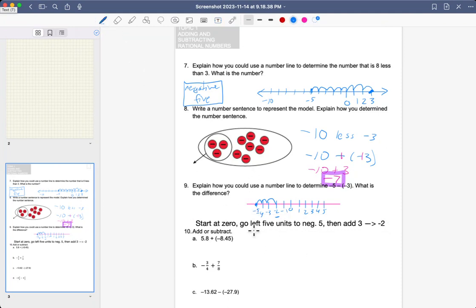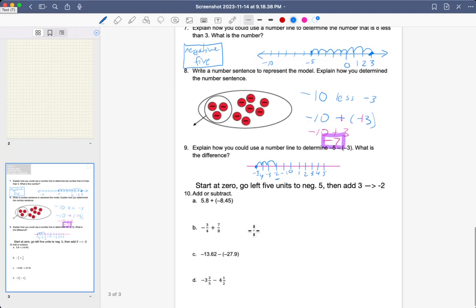Okay. All right. Number 10, add or subtract. So we got 5.8 minus or plus a -8.45. So the key thing here is when you have different signs, you want to subtract. So I'm going to subtract these two numbers. Okay, make sure you line up the decimal. Put a 0 here if you need to. Subtract these two numbers, and then we'll take the sign of the number that's farthest from 0, which in this case is this number, right? So our answer is going to be negative.